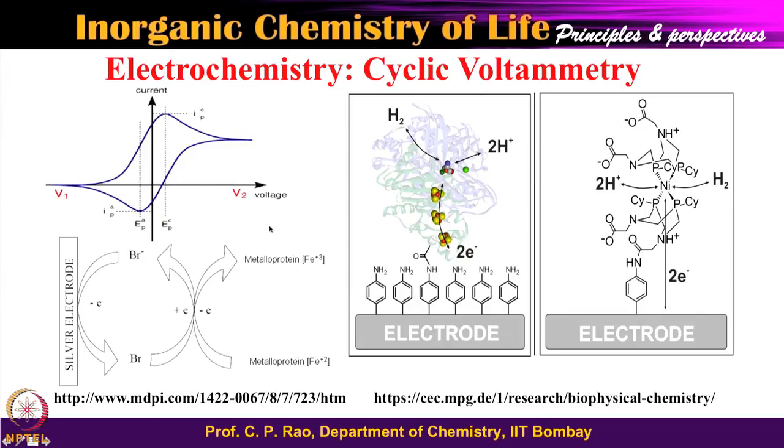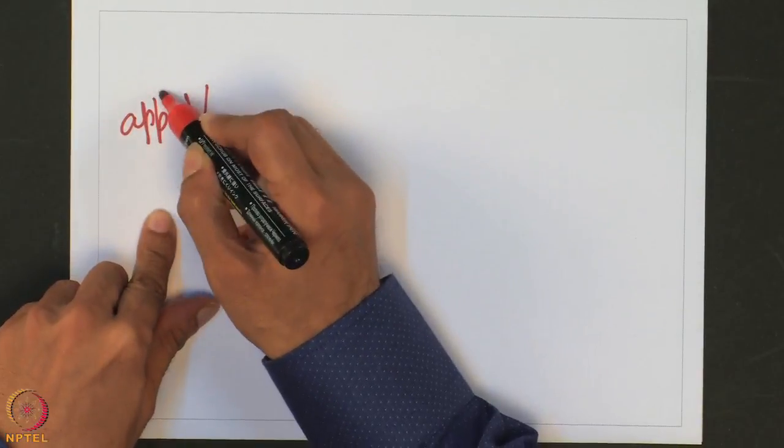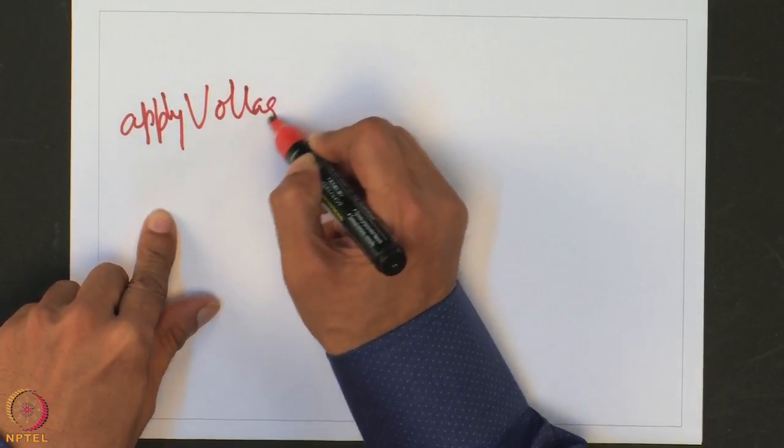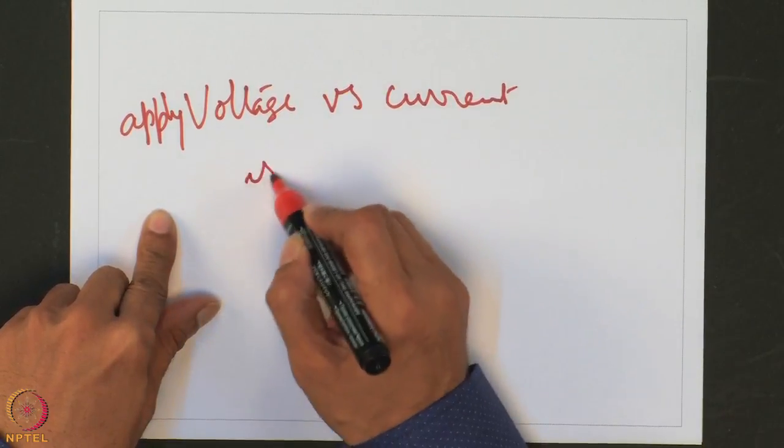So, one of the ways is that you apply a potential or vary the potential and measure the current. If you apply a potential, vary the potential and measure the current, then the current versus the voltage is called voltammetry. Voltage versus current is voltammetry. So, you apply voltage and measure current, which is voltammetry.